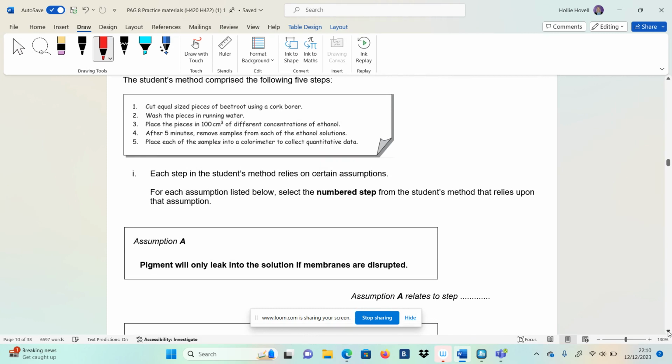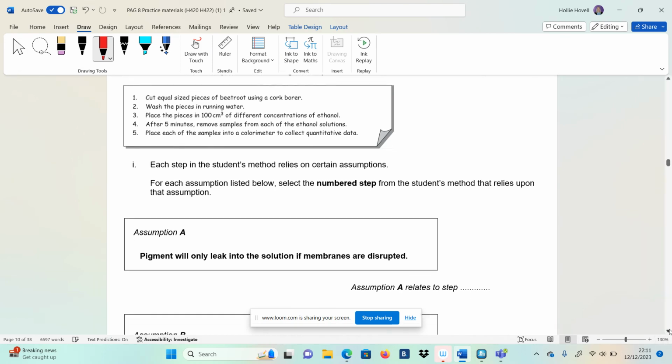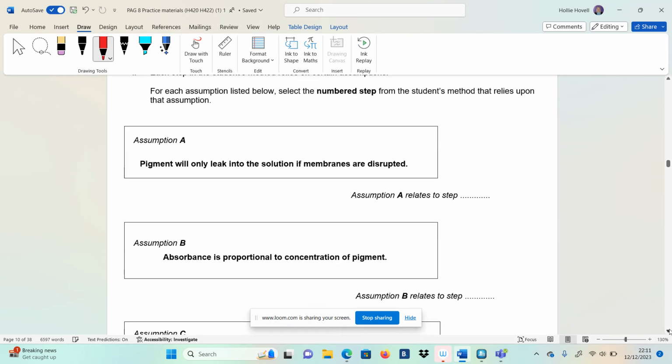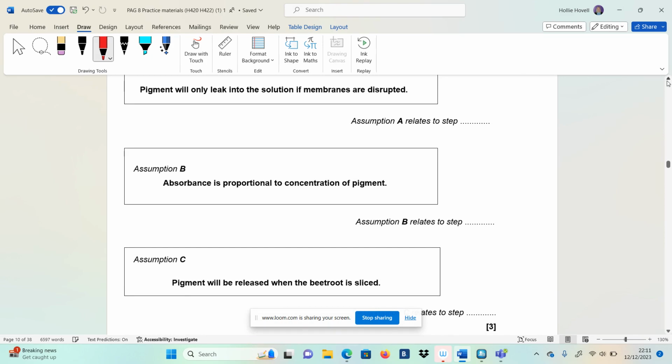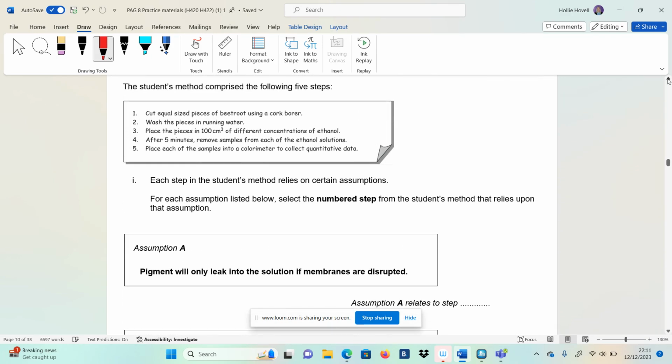So the first assumption was the pigment will only leak into the solution if membranes are disrupted. So assumption A relates to step, and then you just need to choose one of those steps from the instructions. Assumption B, absorbance is proportional to concentration of pigment. And finally, pigment will be released when the beetroot is sliced. Okay. So first one, pigment will only leak into the solution if the membranes are disrupted. So they put them in the different concentrations of ethanol, didn't they? Because they were hoping that the ethanol would disrupt the membrane, and pigment would leak out.